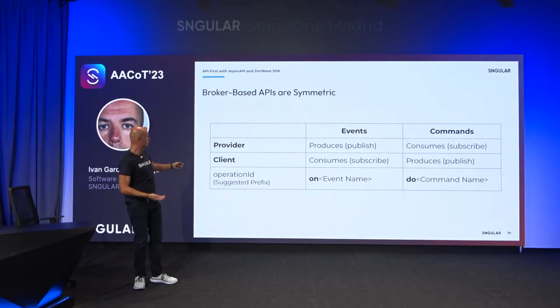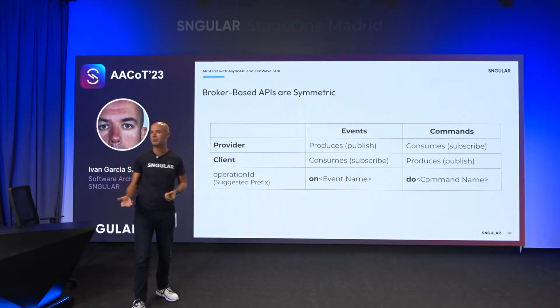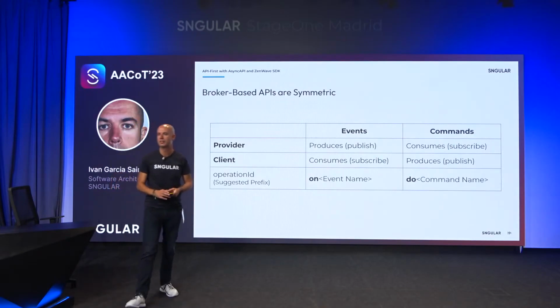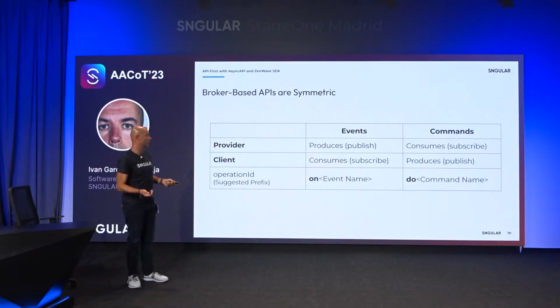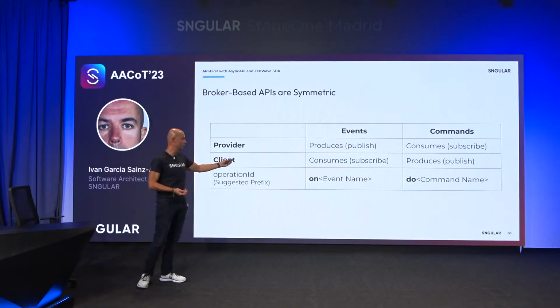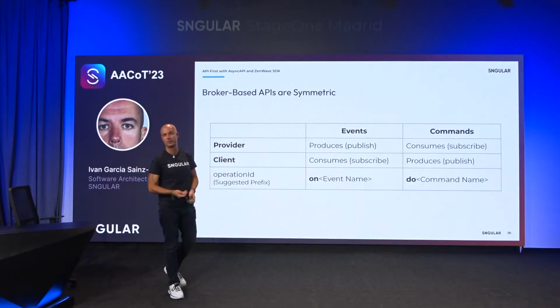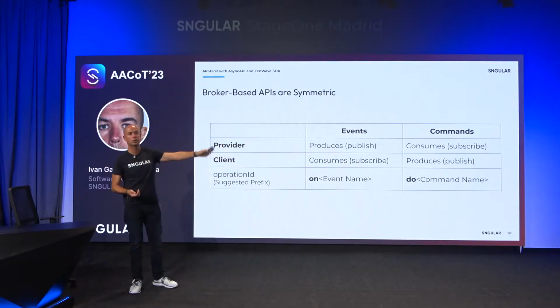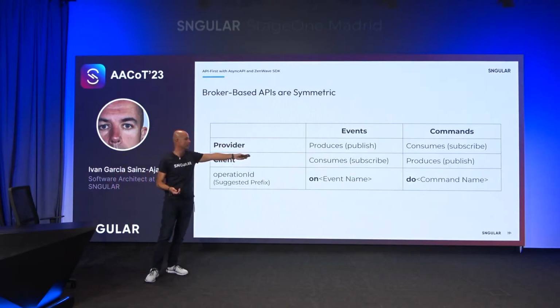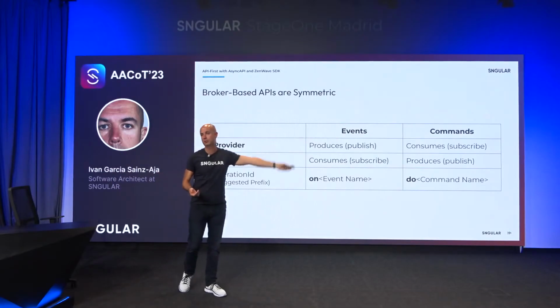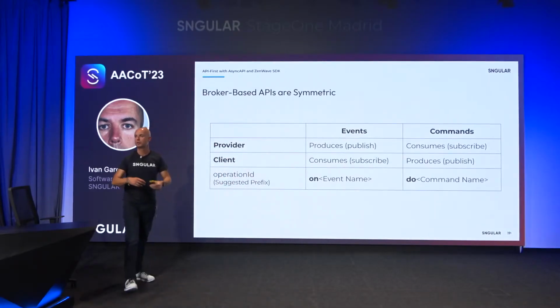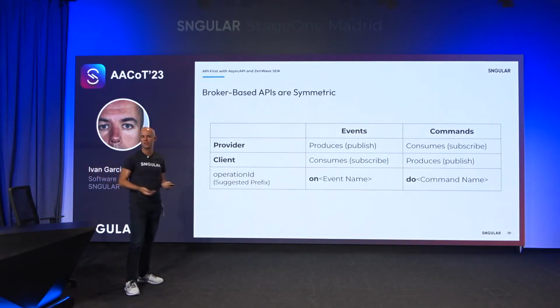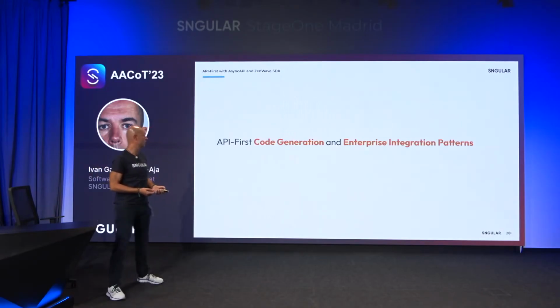And what about the operation ID? Because like in OpenAPI, we use the operation ID for generating some method names in Java. So this convention worked very nice for us. If we are modeling some event, we add a prefix on the event name, and if we are listening for a command, do plus the command name, for instance, on customer event created, do create customer, and it works in both sides if you follow this convention.